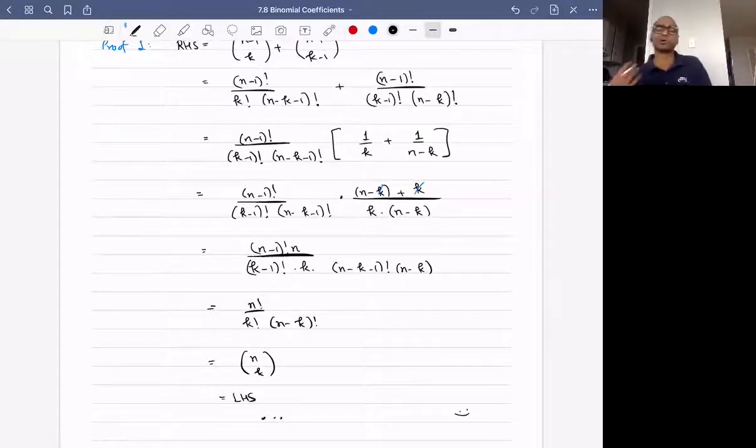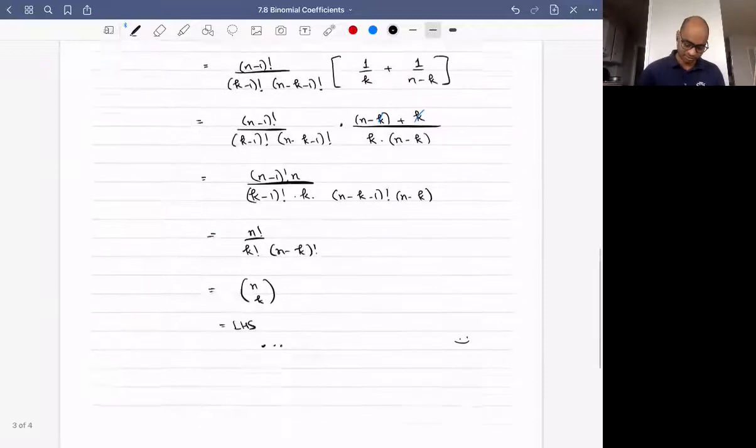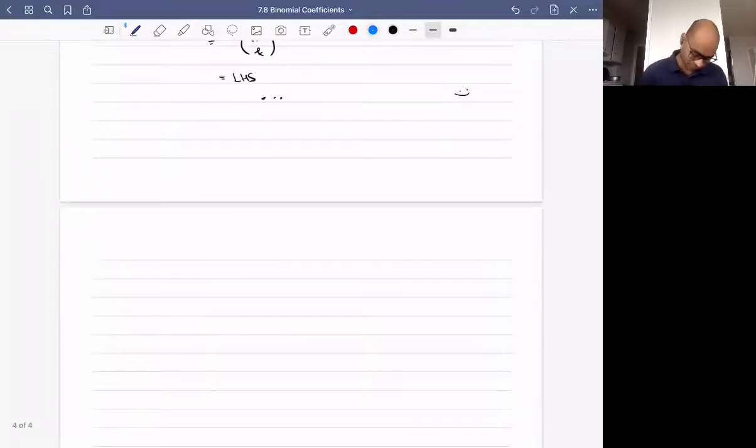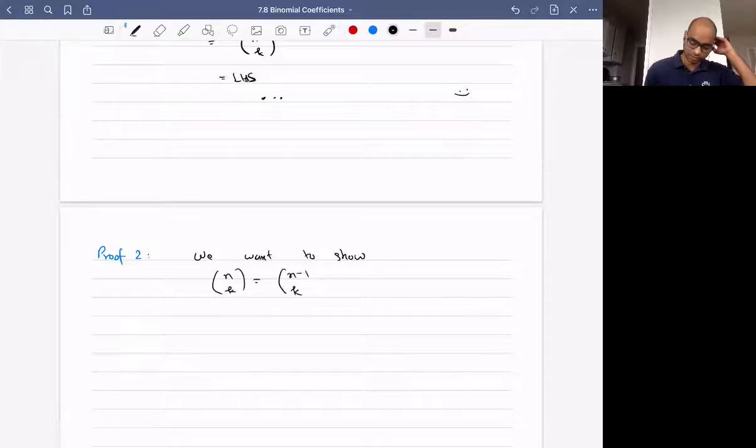I need to write a few more words, but right now I'm just trying to give you a sketch. So that's the algebraic way of proving these kinds of identities. And these are usually messy proofs, but if you're comfortable with algebra, they always give you the right answer. But now here's the more fun way of proving this result. So this is an example of what is called a combinatorial proof, similar to what we saw above for the binomial identity. So we want to show that n choose k is n minus 1 choose k plus n minus 1 choose k minus 1.